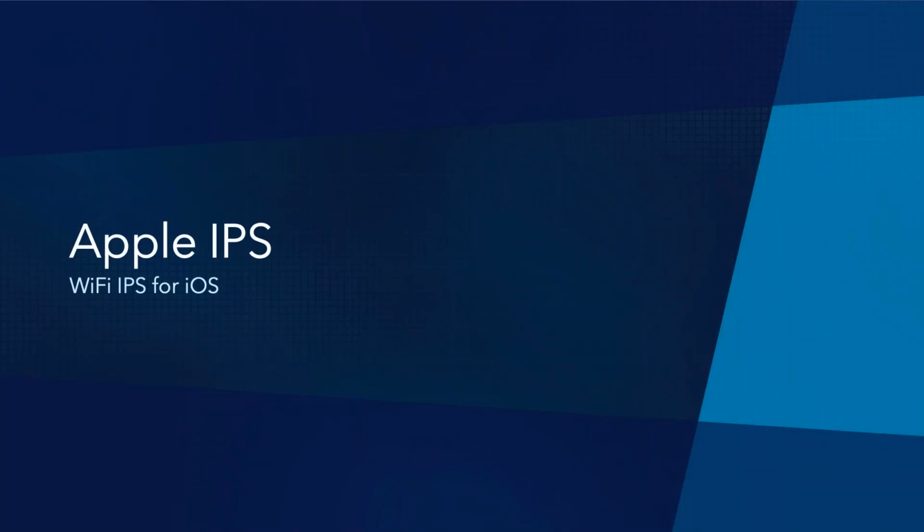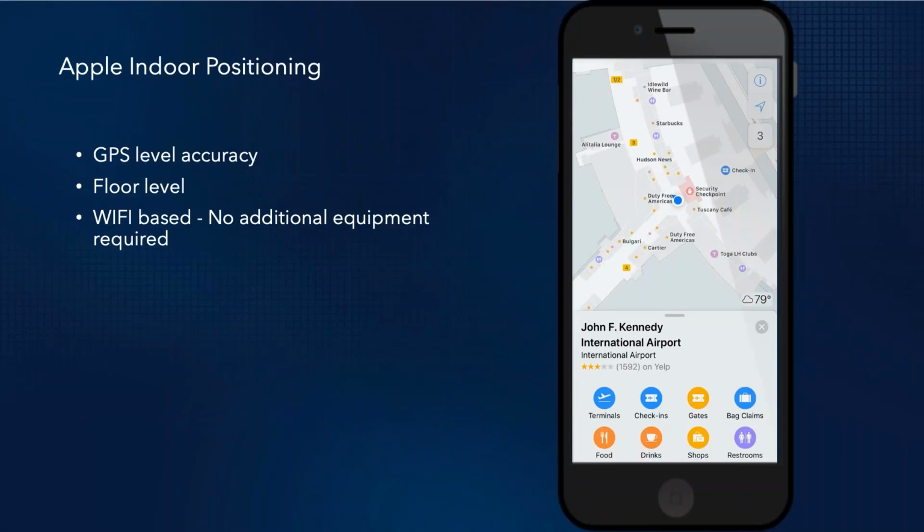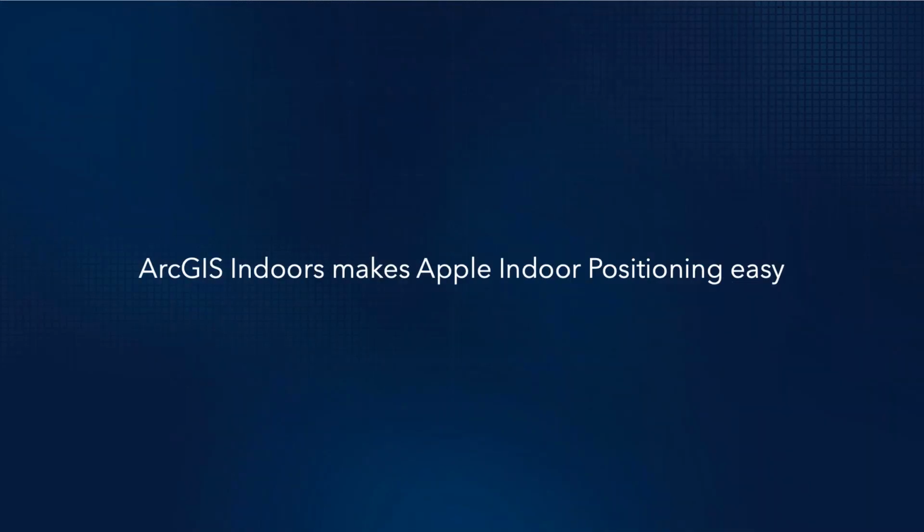Which leads me to the first IPS system that is easy to integrate into ArcGIS Indoors, the Apple IPS, which is based on Wi-Fi and supported on Apple devices. It provides comparable accuracy to GPS, what you use outdoors. It provides floor level information, which is crucial, as mentioned before. And as I said, it's Wi-Fi based, and that means that you do not need to roll out any additional hardware in your venue. And the best thing about it is ArcGIS makes Apple positioning really easy.